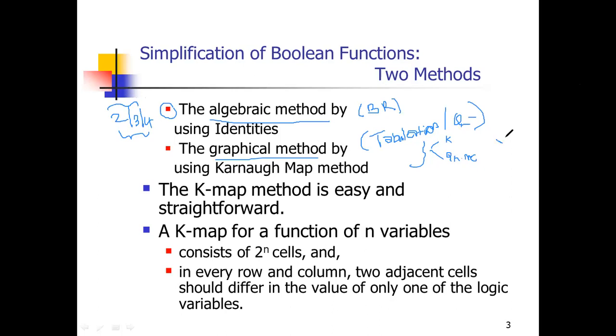Say for example, the equation is y equal to a b bar plus a bar b bar. This is called a two variable equation. What is meant by a two variable equation? Since we are using two variables in a particular application or operation.